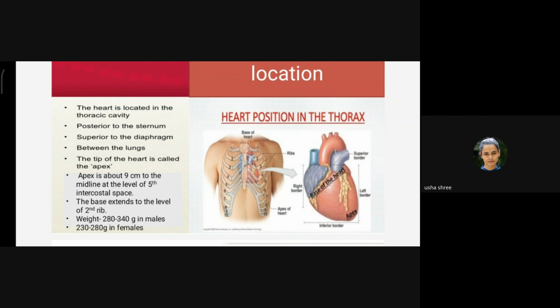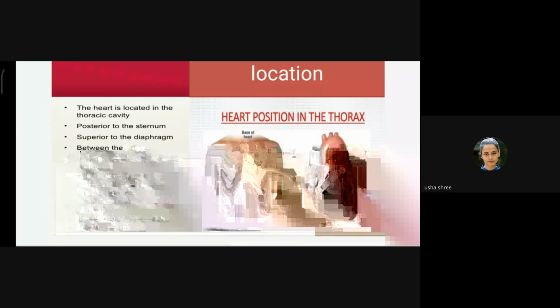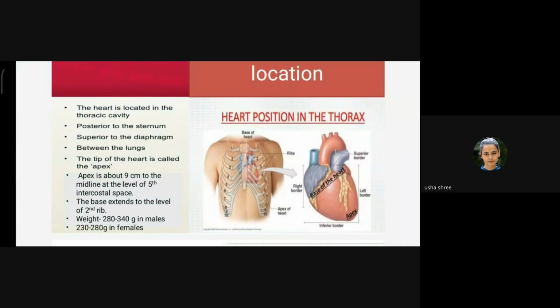The heart is located in the thoracic cavity, posterior to the sternum. Now tell me, what is the sternum? The bone in the middle of the ribs. Yes, very good. The chest bone, also known as the sternum. So behind the sternum, the heart is present, superior to the diaphragm. Now what is the diaphragm? The muscle which separates the thoracic cavity from the abdominal cavity. Very good. So superior to the diaphragm means above the diaphragm, behind the sternum, and between the lungs.